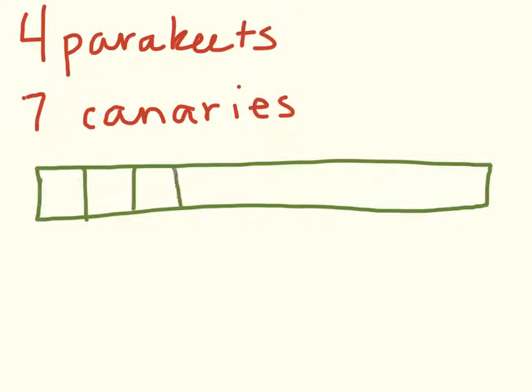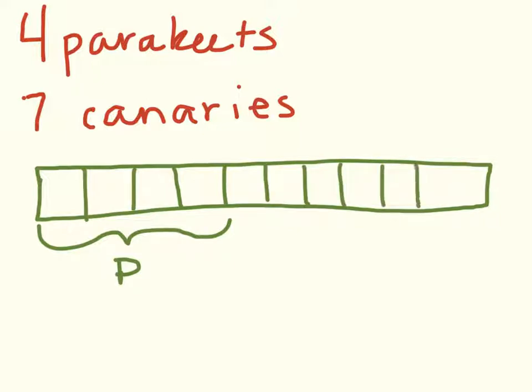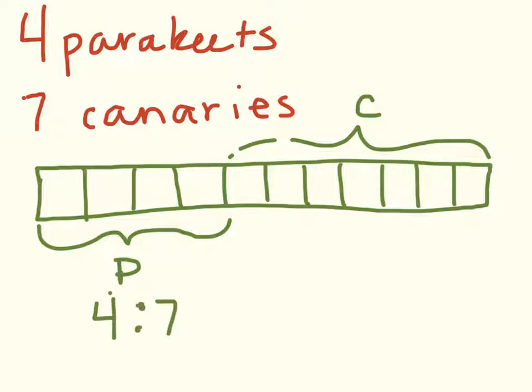1, 2, 3, 4 parakeets would be right here. We'll label those with P. And then we'll have 7 canaries. We'll label those with a C. So the ratio of the number of parakeets to canaries would be 4 to 7. We could also write that as a fraction, 4 over 7.